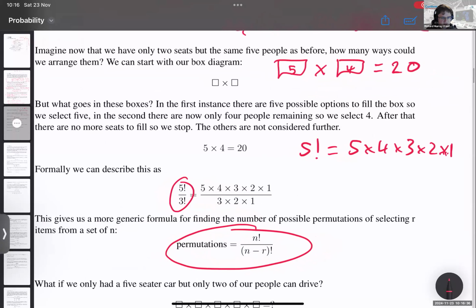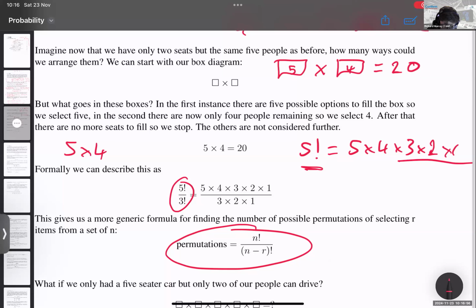But we don't want all of these terms. We only want to be able to do the first couple. So we only wanted 5 times 4. So for our shorthand, we need a way of converting this factorial symbol into what we want. And we see we just want to get rid of these terms.